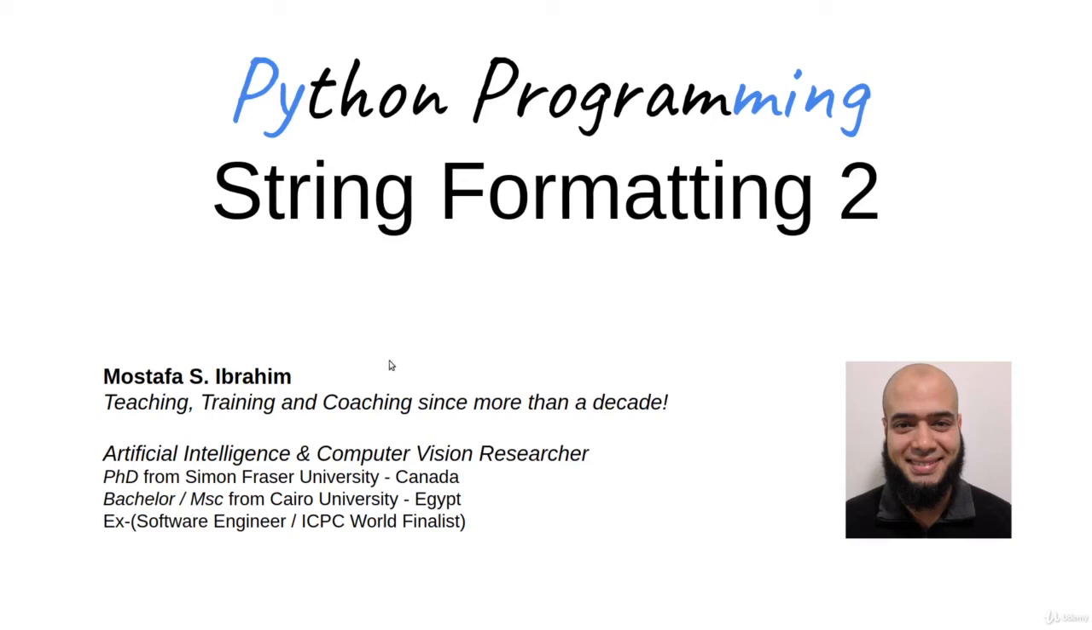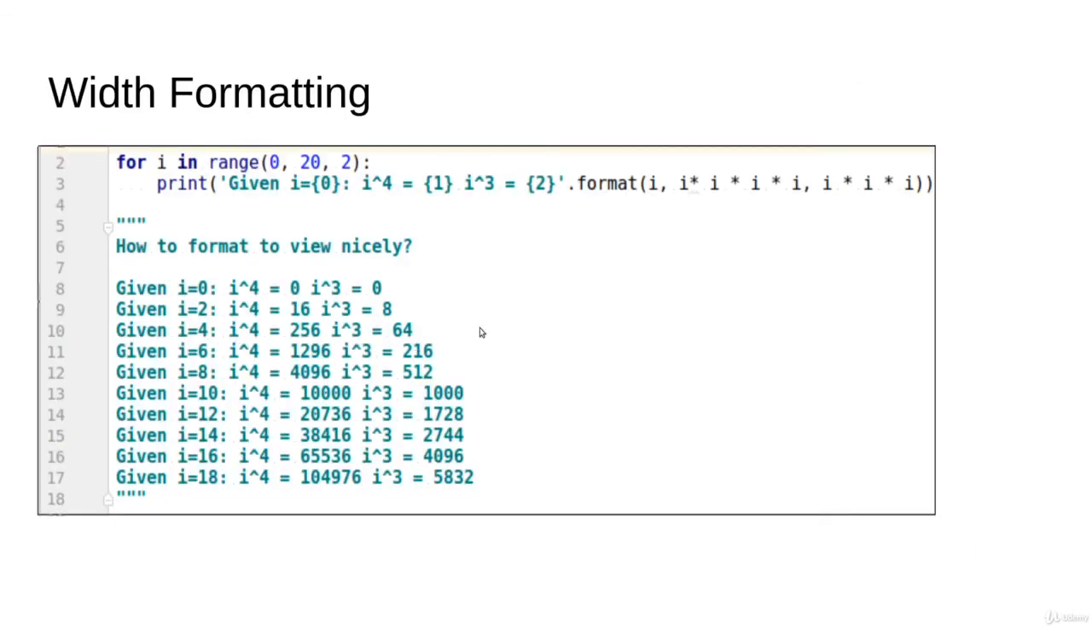Let's continue learning more about formatting. We would like to learn today about how to make our printings more nicely formatted. Here in this example, I'm ranging from 0 to 20 with jumps of 2. So i is 0, 2, 4, 6, 8, 10, so far.